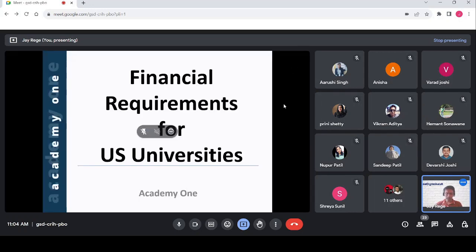So let's begin. As far as US universities go, the way it works is that first you apply for admission, and after you are admitted, the universities will require a certain set of financial documents, only after which they will issue you what is known as an I-20. The I-20 is the official document required for applying for your US student visa. Without an I-20, you cannot apply for a visa, and to get an I-20, almost all universities will require some financial documents from you.